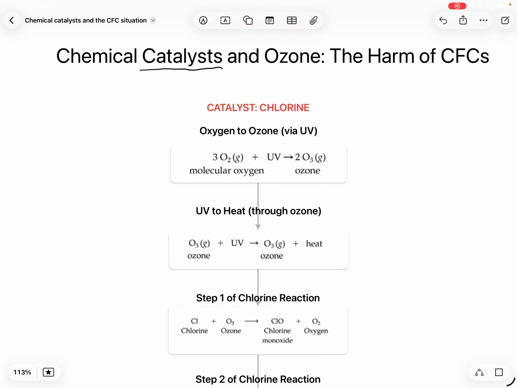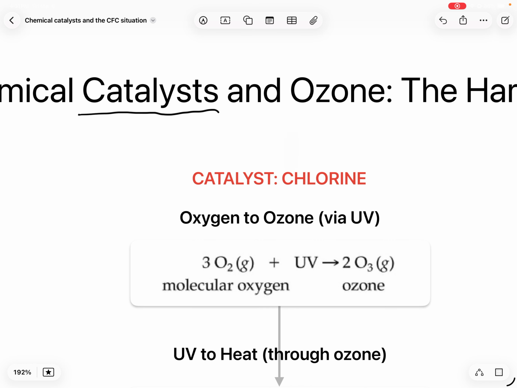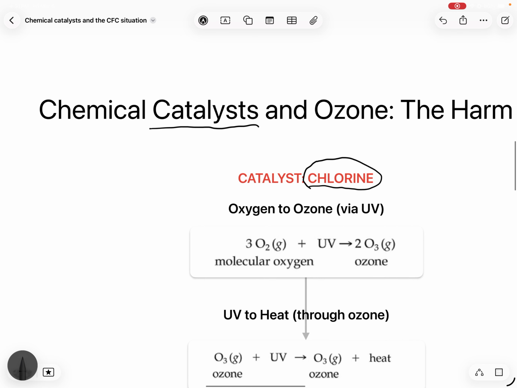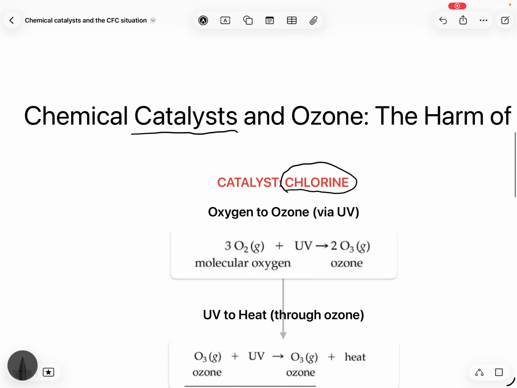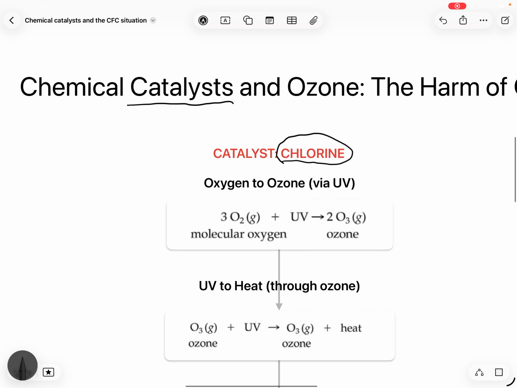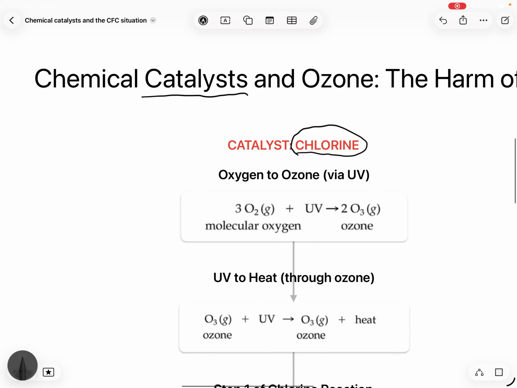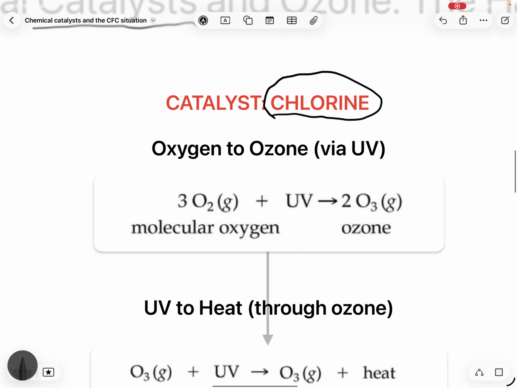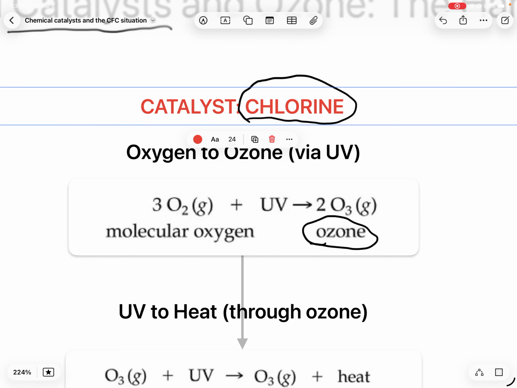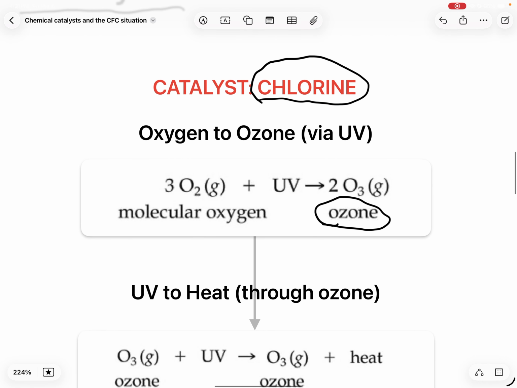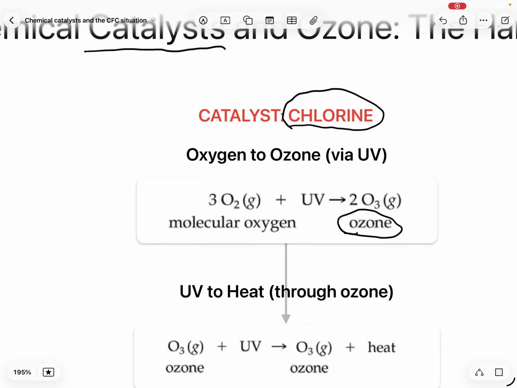Okay, so here we have the chemical catalyst of chlorine. When chlorine is the catalyst, we're going to have some strange things going on with the atmosphere. For some context, oxygen to ozone is the fundamental reaction that happens all the time in the atmosphere. So we have basic molecular oxygen and, through UV, ultraviolet rays, coming together to form ozone. So here's our product. These are the reactants, and these are the products right there. So that's totally normal, that's expected, there's no interference going on right now.